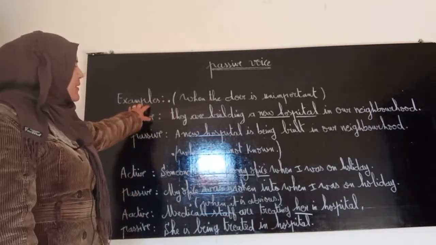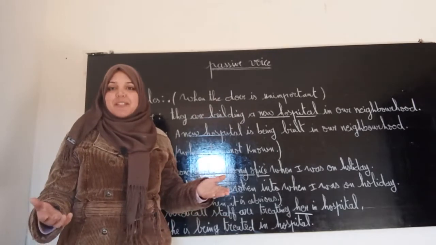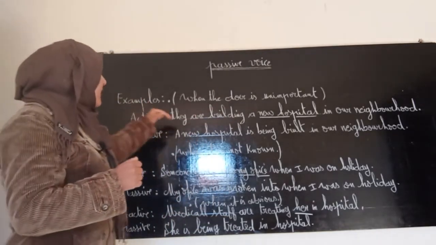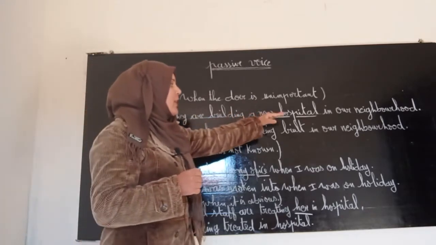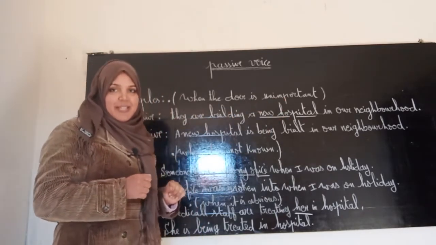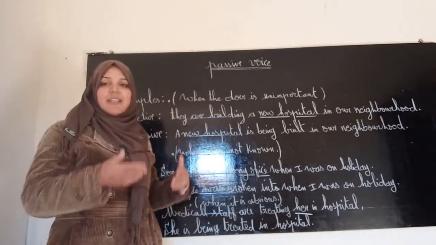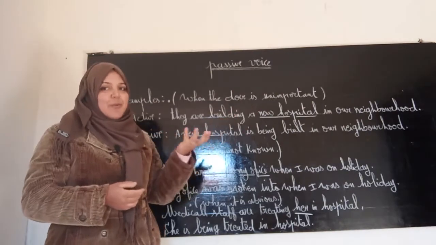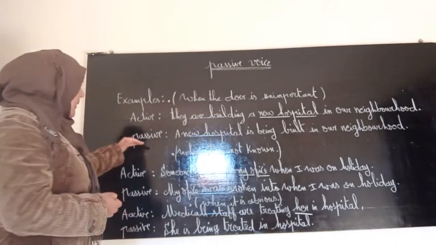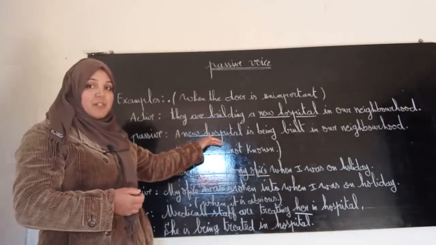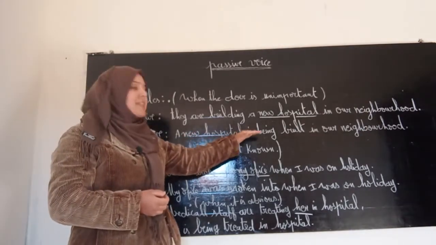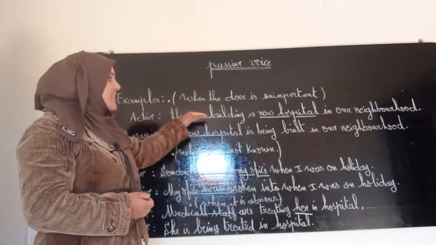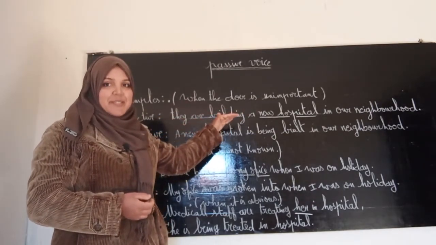So, examples when the doer is unimportant. Here, active sentence: They are building a new hospital in our neighborhood, okay? A new hospital is an object. So here in the passive sentence, a new hospital, okay, is being built. In the active sentence, the sentence is in present continuous, okay?